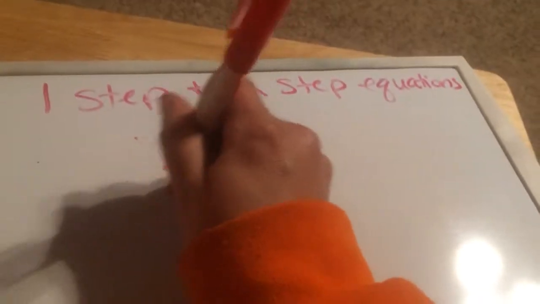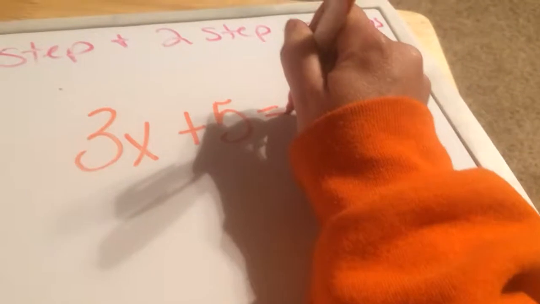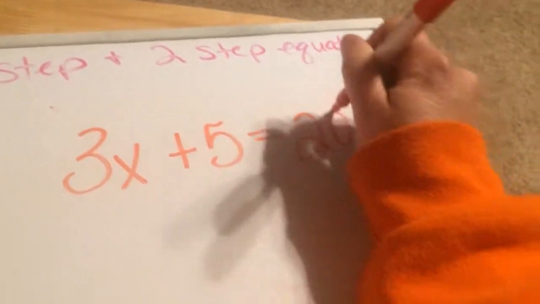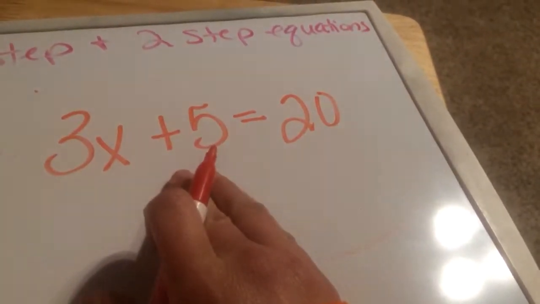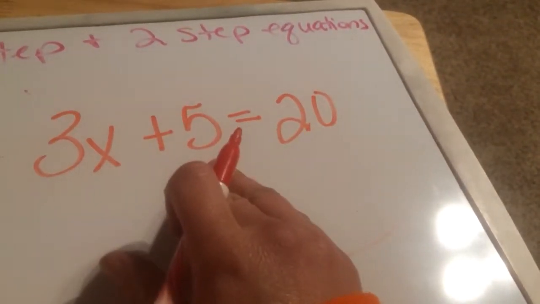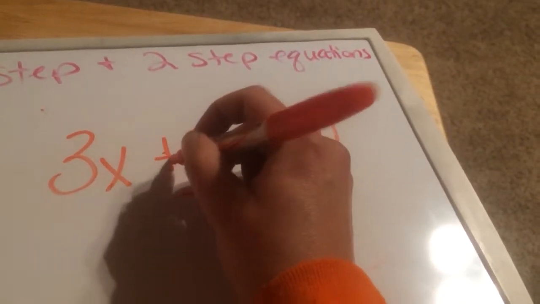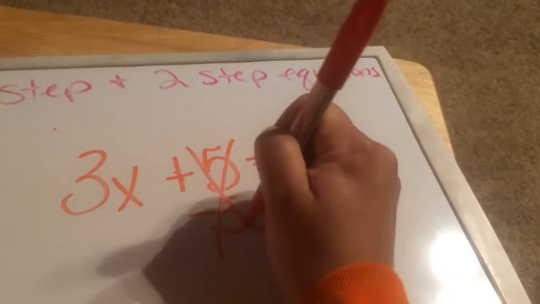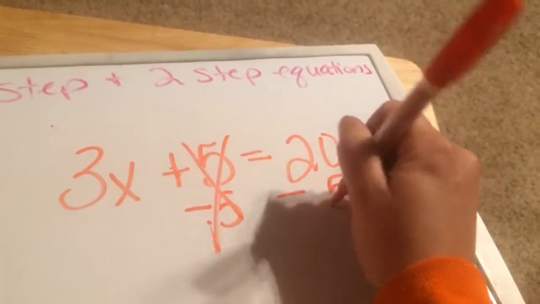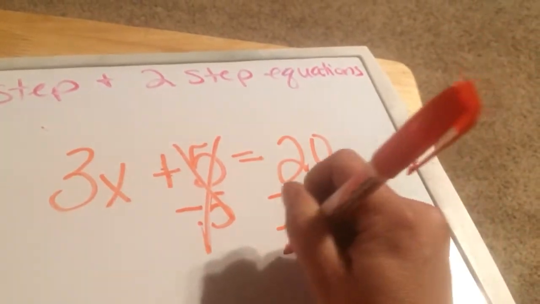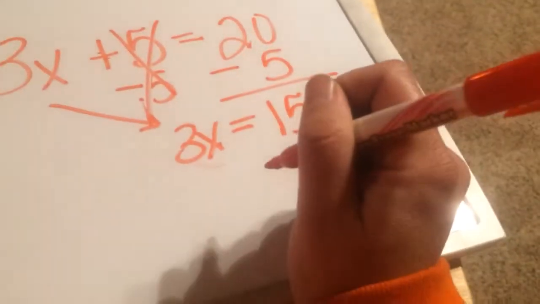Our two-step is like 3x plus 5 equals 20. So still we want to leave the x alone. So we're going to move the 5 to the right side because it has nothing with it. So we're going to subtract 5 because the opposite sign of addition is subtraction. That cancels. What you do to one side, we have to do to the other. So we're going to subtract 5. So we get 15. Bring our 3x down, and we get 3x equals 15.